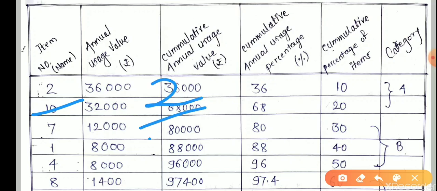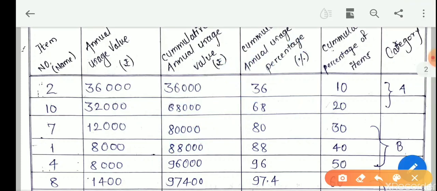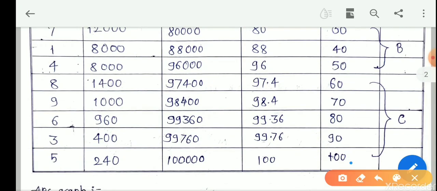For the cumulative second item, it is 2 divided by 10, into 100. This becomes 20. Likewise, 3 divided by 10 into 100, 4 divided by 10 into 100, and finally 10 divided by 10 into 100, which is 100%.